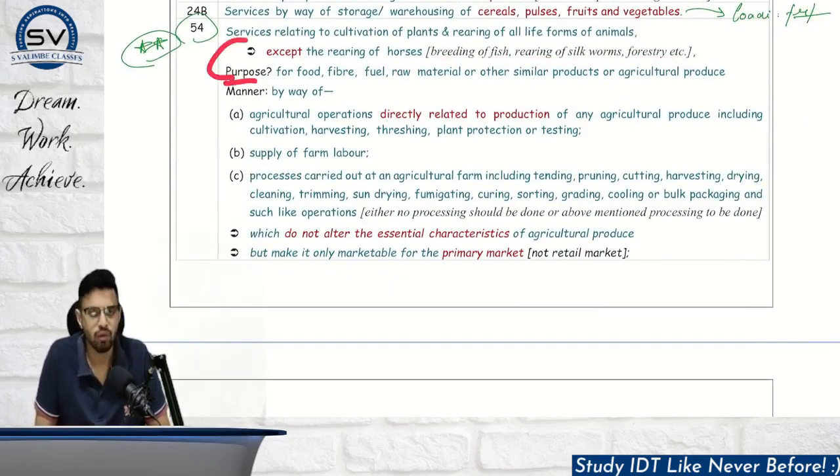What is the purpose? Like, why are you cultivating? Why are you rearing? It can be anything. It can be for food, fiber, fuel, raw material, any other similar products, or even agriculture produce that you will sell in the market, right?